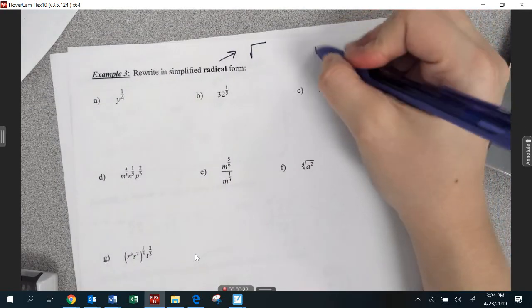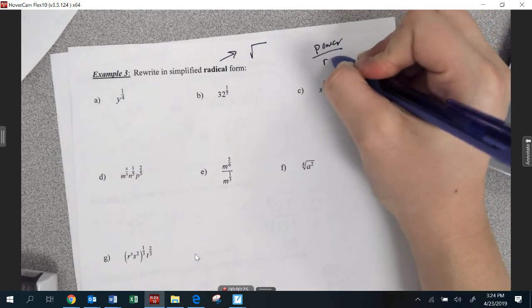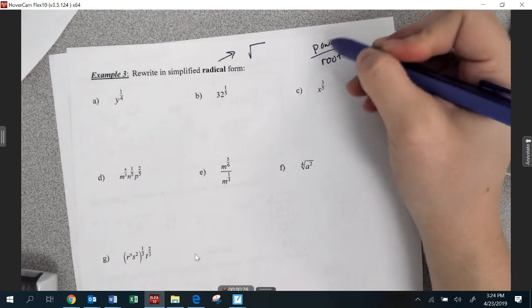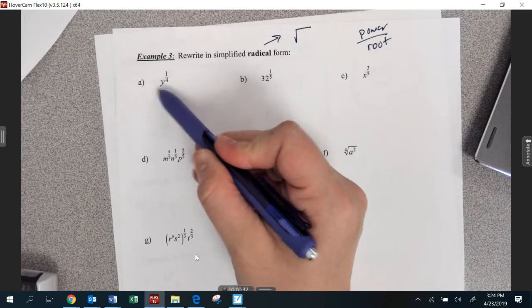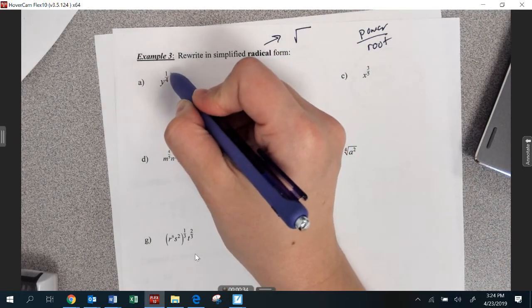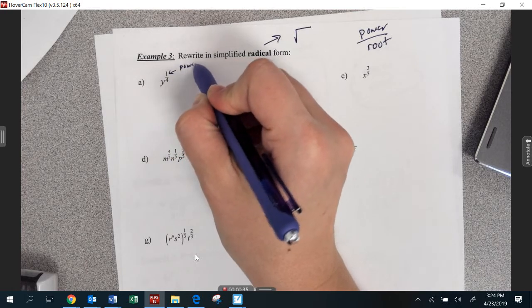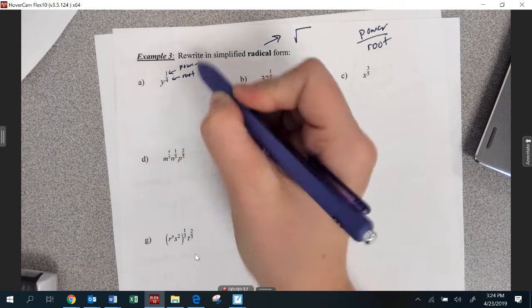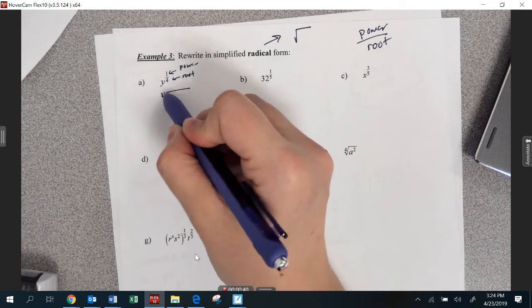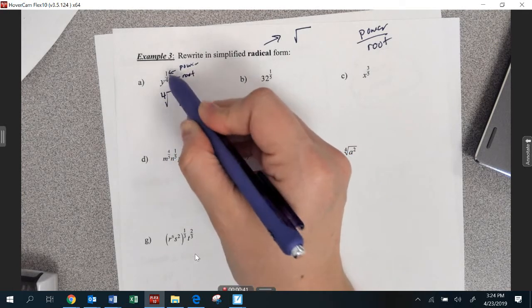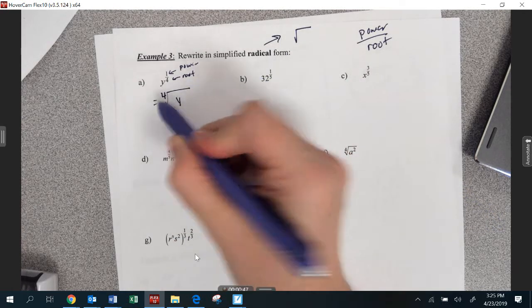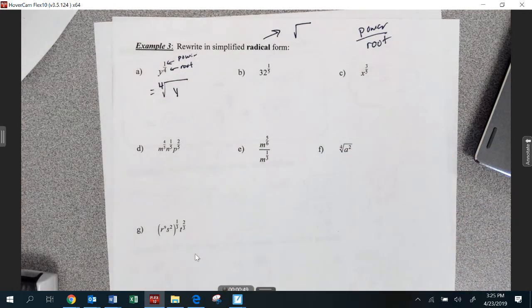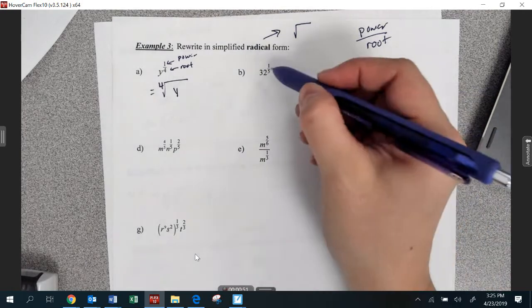So just to quickly refresh, remember we're thinking power over root when it comes to our radicals and our rational exponents. So if I look at this rational exponent, this is going to be my power, this is going to be the root. So I'm going to rewrite this as the fourth root of y to the first, but I don't have to write that 1 on there since it's just implied to be there. So that's as simplified as I can get that.